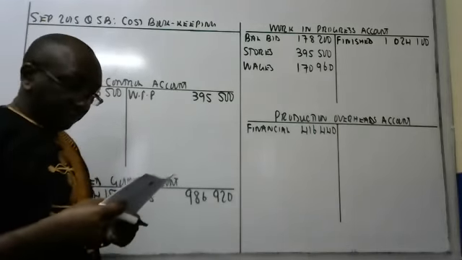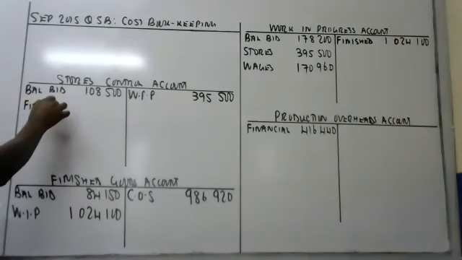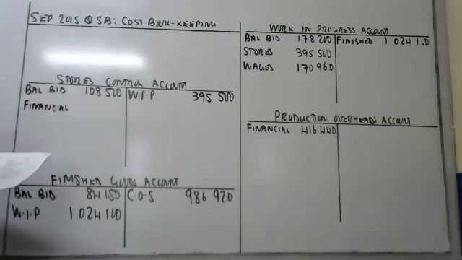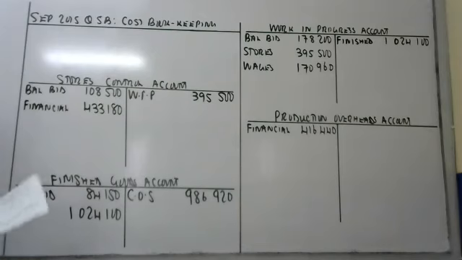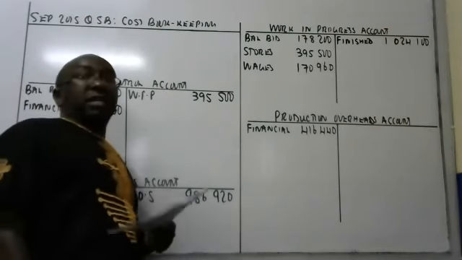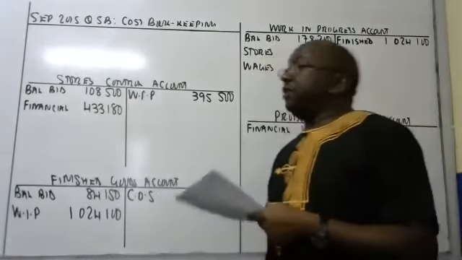Direct material purchases. When we buy materials, we debit stores and credit finance. So let's go to stores. We debit it because of the financial ledger of 433,180. That is what we paid for.